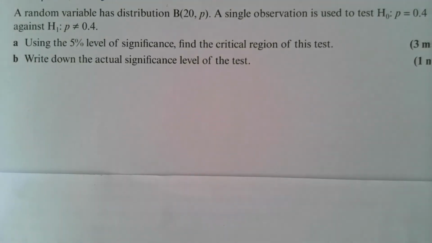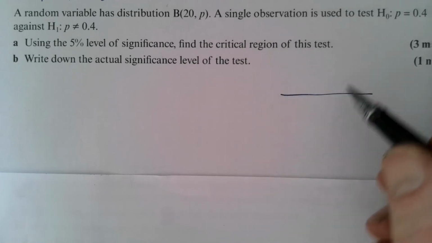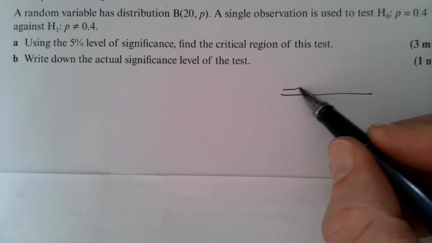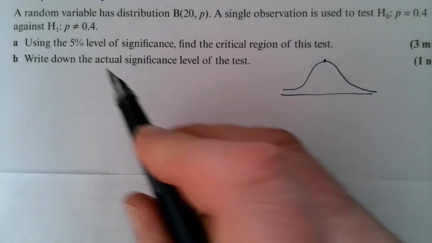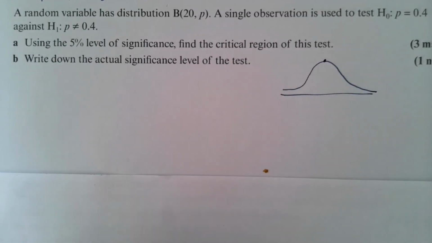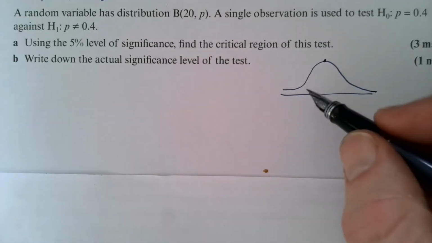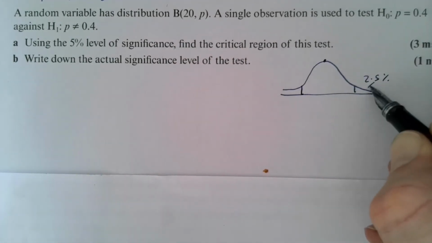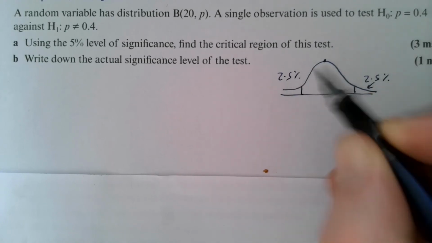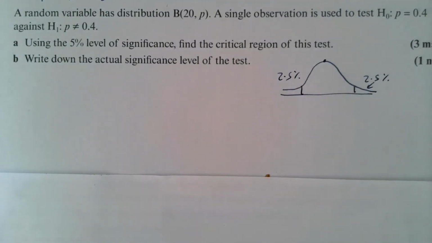So the first thing to do here is make a little sketch, and 0.4 is just before halfway, so it's going to be about there. And it's saying 5% level of significance, but it's a not that, so we need 2.5% there, and we want 2.5% there. So aim for that to see if you can find your critical values.